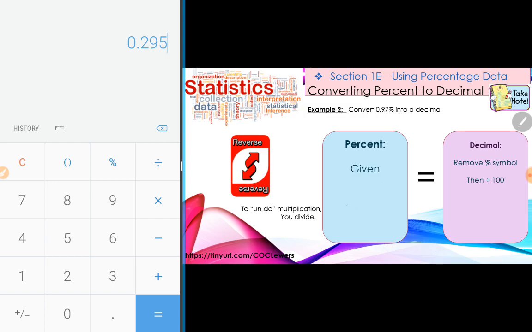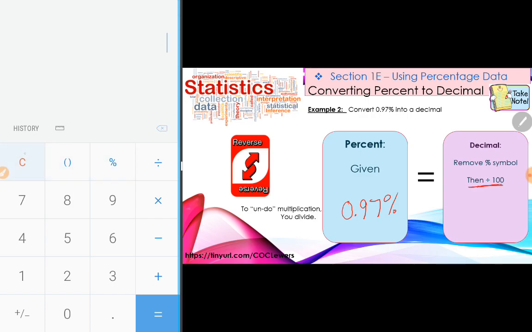Here's an example of where it gets a little tricky to just move the decimal. If we start with 0.97% and we want to convert that to a decimal, a common error would be to move it the wrong way and get 97 as your decimal. But we want to move it left. We're dividing by 100, which means our number is going to get smaller.